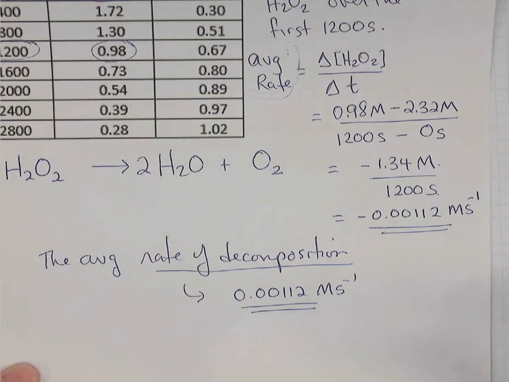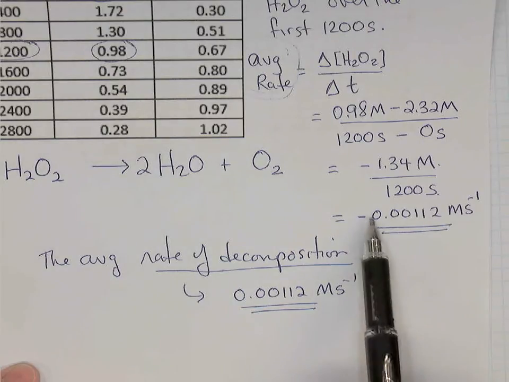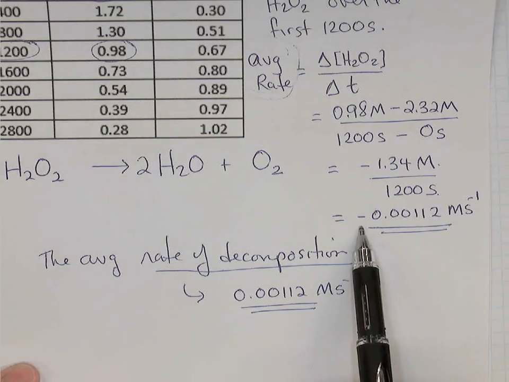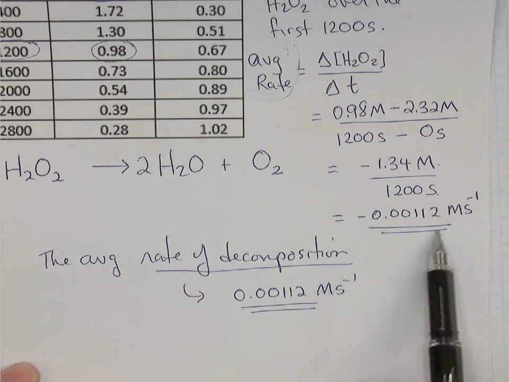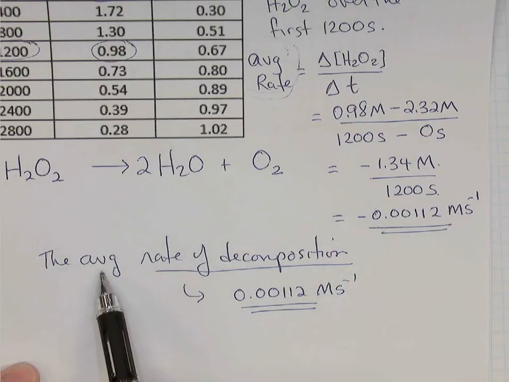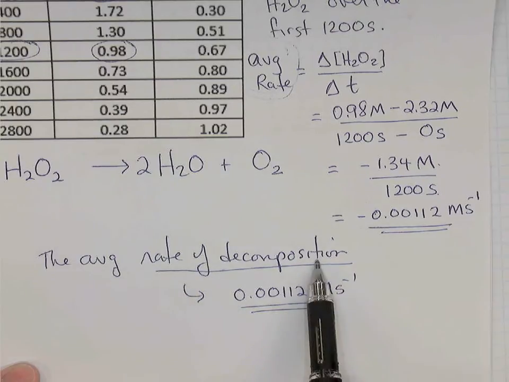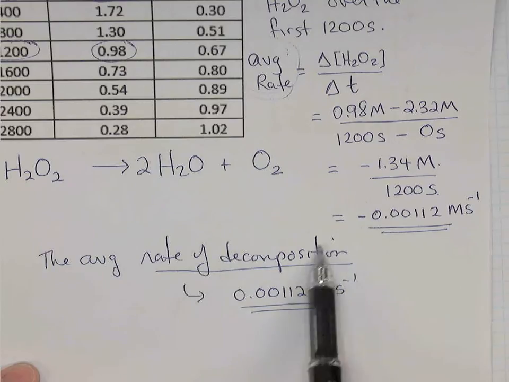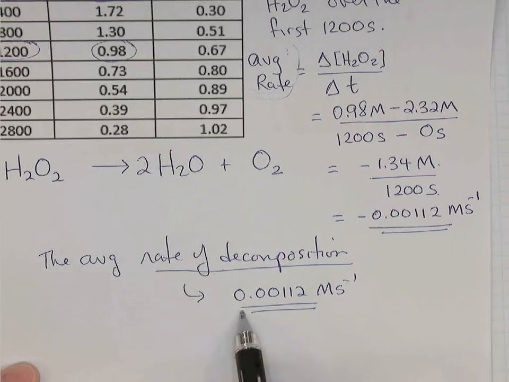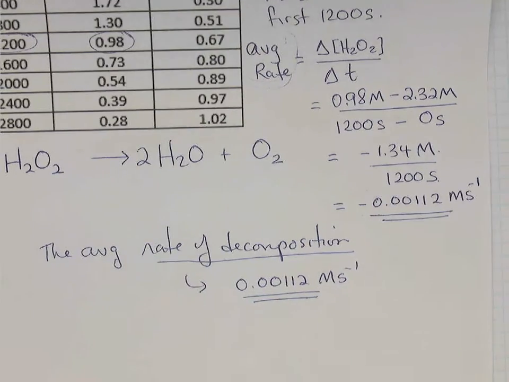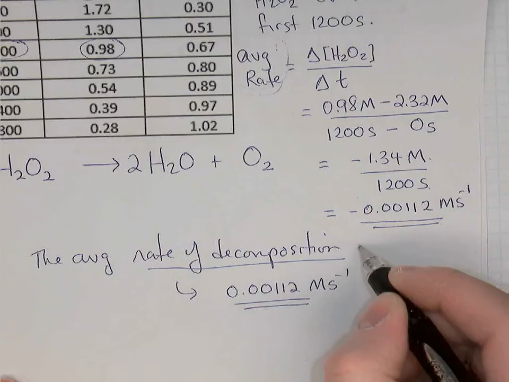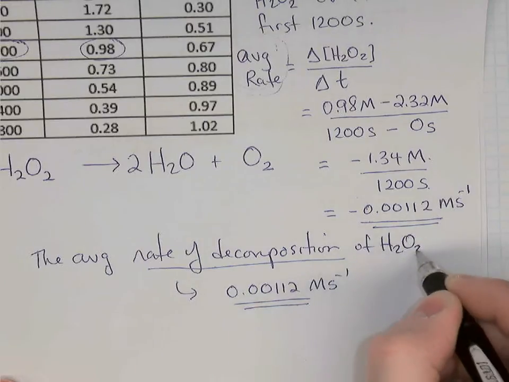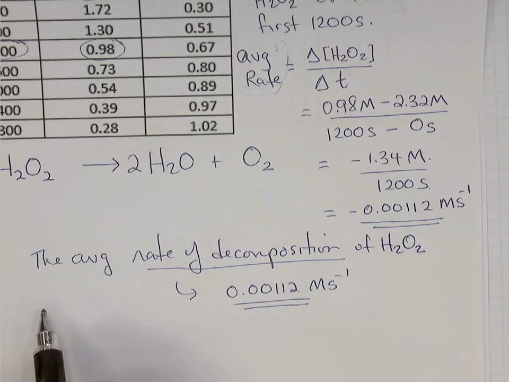So if you just say average rate or average rate of change, that by itself is a neutral statement. It does not imply whether something is increasing or decreasing. So there, you would have to keep your negative sign to indicate that the hydrogen peroxide was decomposing over time. If you're saying average rate of decomposition, though, then the decreasing concentration is implied in this word decomposition. So now you would say positive 0.00112 molarity per second. And that, of course, was the average rate of decomposition of the hydrogen peroxide over the 1200 seconds.